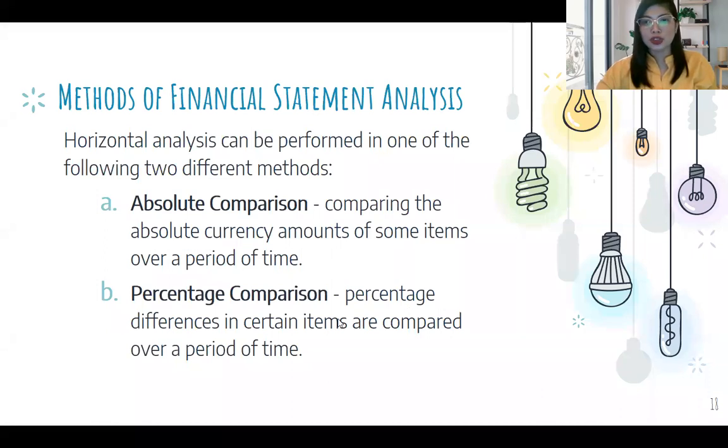When we say absolute comparison, this is about comparing the absolute currency amounts of some items over a period of time. When we say percentage comparison, this is percentage differences in certain items being compared over a period of time. So absolute means absolute currency amounts, whereas in percentage, the differences are measured through percentage differences.